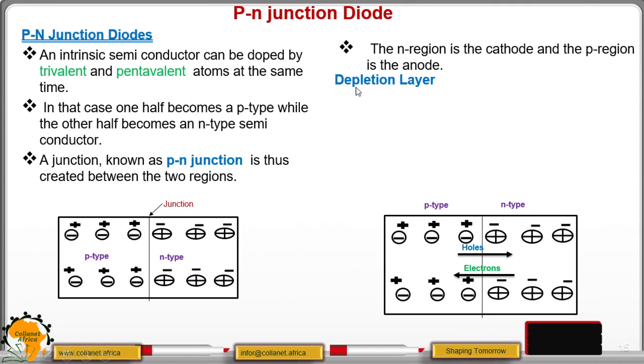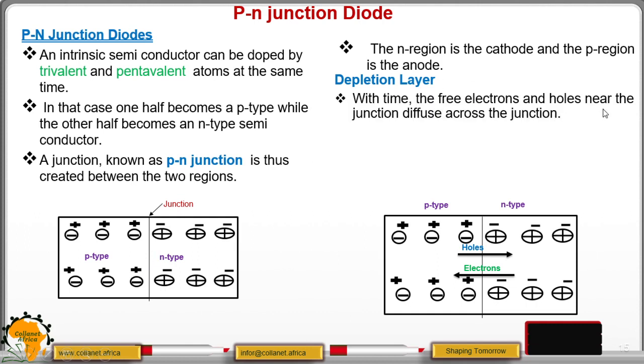This will become the anode, this will become the cathode. Now what happens is that when they are like this, they will not stay like that forever, that is, with a distinct junction between the two. With time, the free electrons and the holes near the junction diffuse. When we talk of diffusion, we talk of the spreading of particles from where they are highly concentrated. So the electrons, which are highly concentrated in the n-type, will diffuse through the junction to the p-type, and the holes will also diffuse to the n-type.